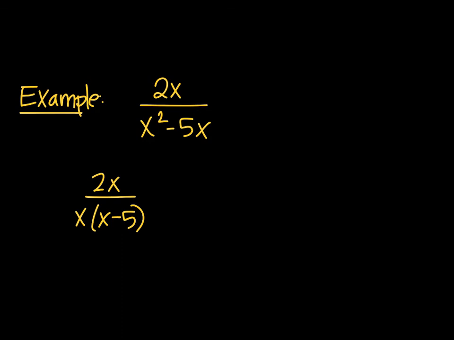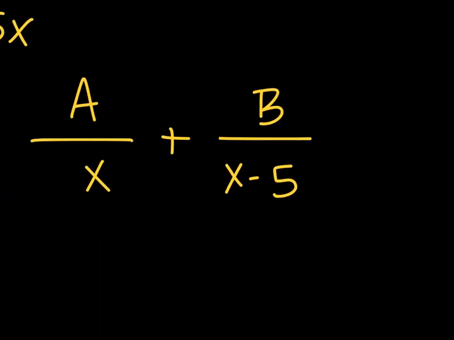That's the factors. So I split it up into a plain x and an x minus 5. And I don't know yet what's going to go on the top of either of them. So it's A and B. So I separate it. Okay, I'm going to zoom in.